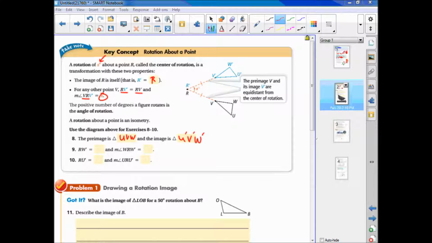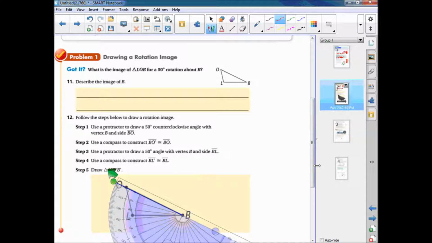All right, RW prime is going to have the same distance as RW. So RW prime, that's right here, will be the same distance as RW, okay? And the angle measure of WRW prime is still going to be X degrees, the same as it was before. All right. And then we have RU prime, which is going to be the same distance as RU. And the angle is still going to be the same, X degrees. All right.